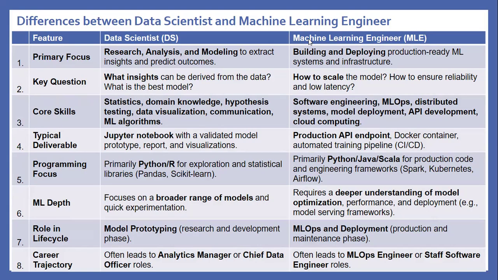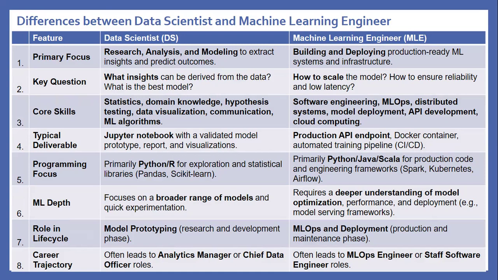Hi friends, in the continuation of the data science interview question answer series, we are moving to the question: difference between data scientist and machine learning engineer. Primary focus. Data scientist: research, analysis and modeling to extract insight and predict outcome. Machine learning engineer: building and deploying production-ready ML systems and infrastructure.